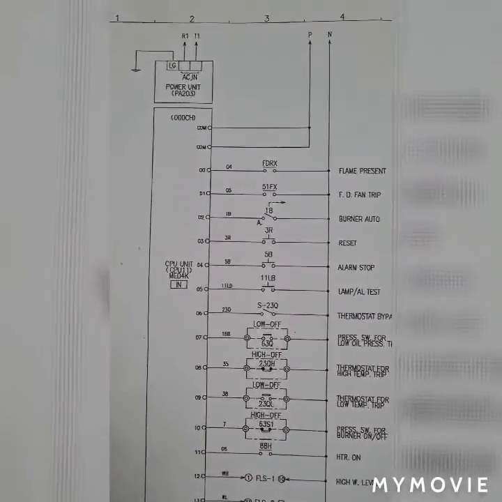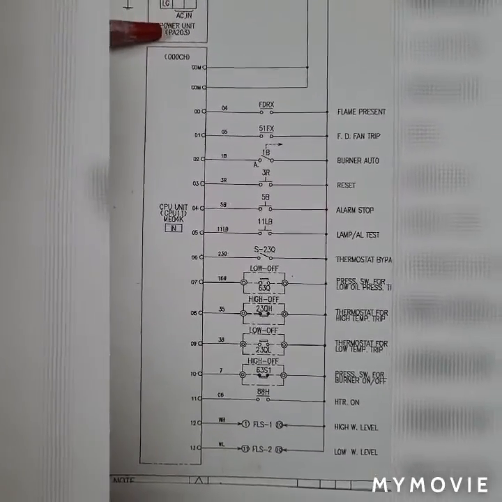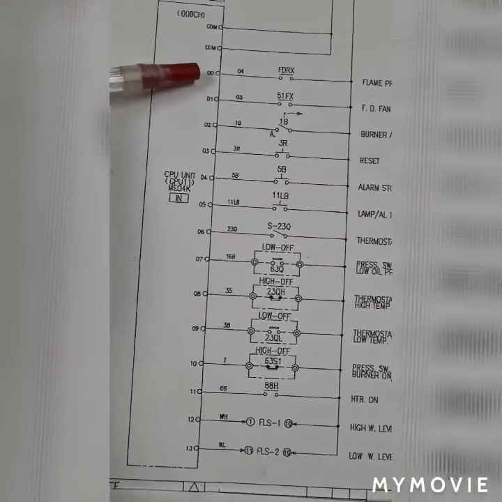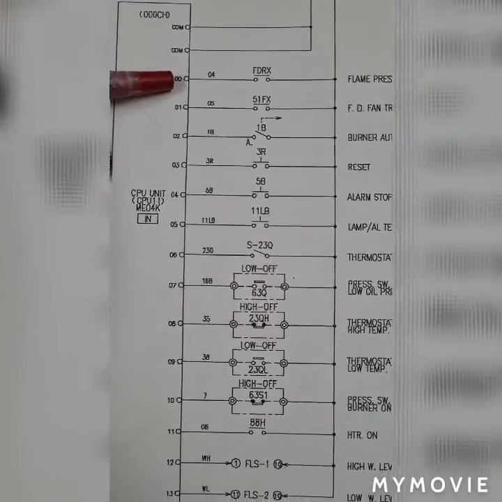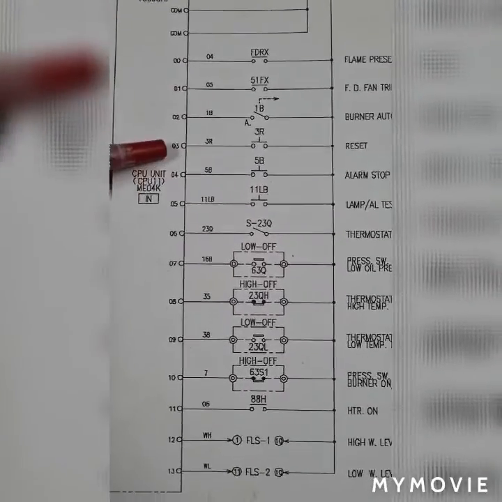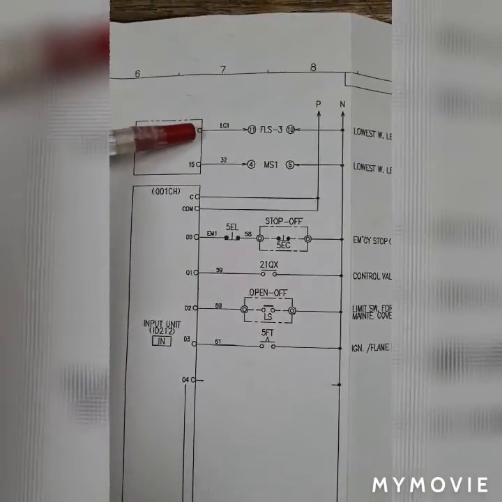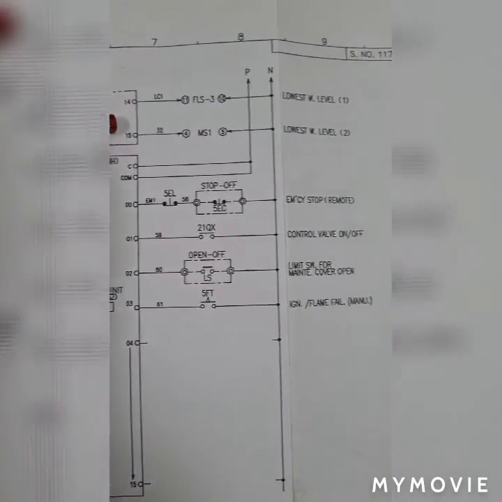To begin with, here we have the PLC having inputs 00, 01, 02, 03 up to 13, and connected here 14 and 15.